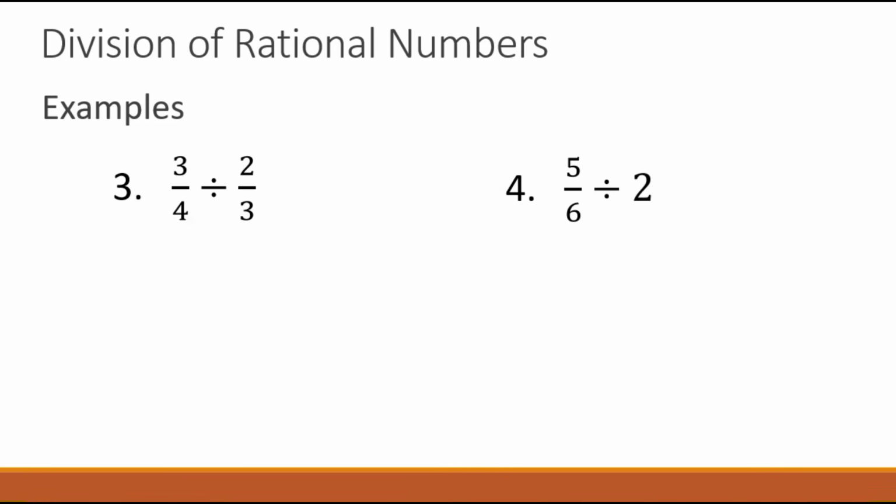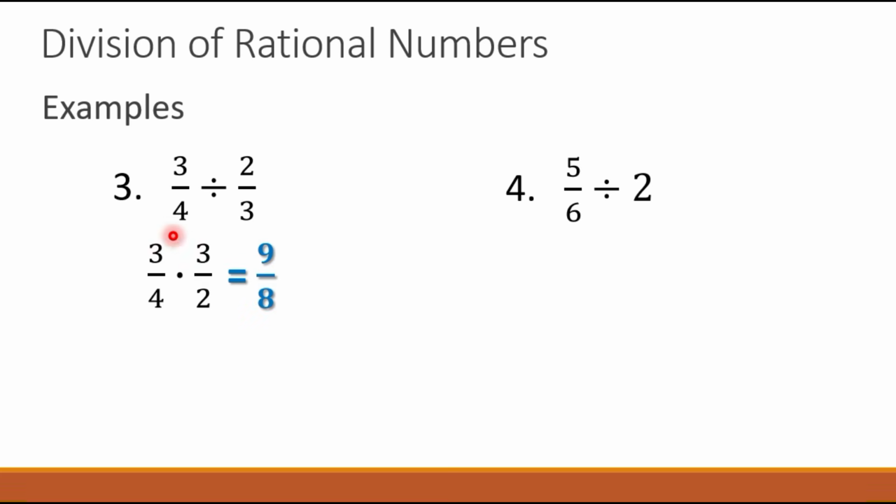Let's proceed now to our third example. We have 3/4 divided by 2/3. Same process, get the reciprocal of our divisor 2/3. So that is equivalent to 3/4 times 3/2. Look for numbers that can be cancelled. For 3 and 2, we don't have. For 4 and 3, we don't have. So, we can now multiply.